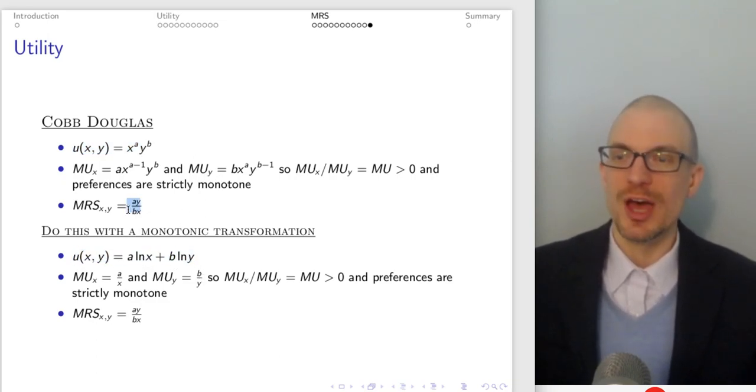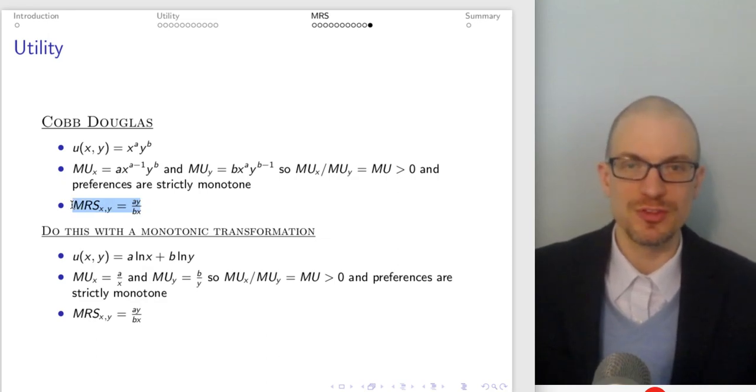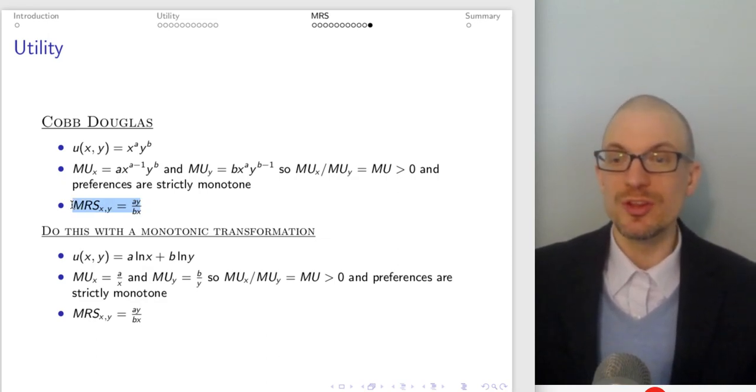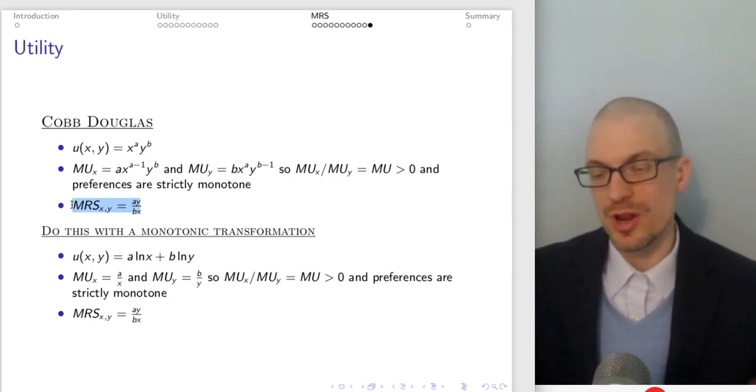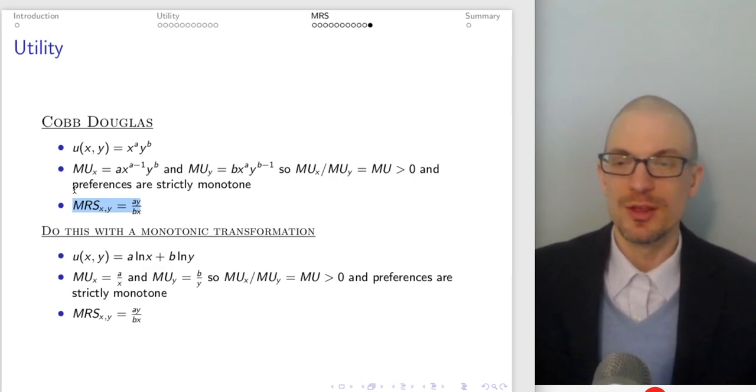The MRS, however: the utility levels are different, but the MRS is the same. That's what the monotone transformation does. The MRS of this function is the same as the MRS of this function, right? That's what our monotone transformation is getting us. It's telling us we have the same preferences, meaning we're willing to trade off y for x at the same rate because we have the same preference structure.